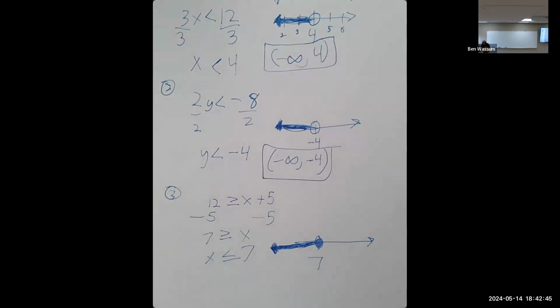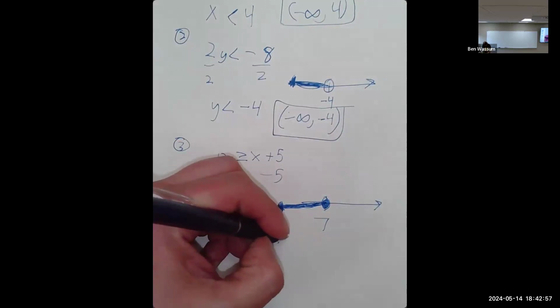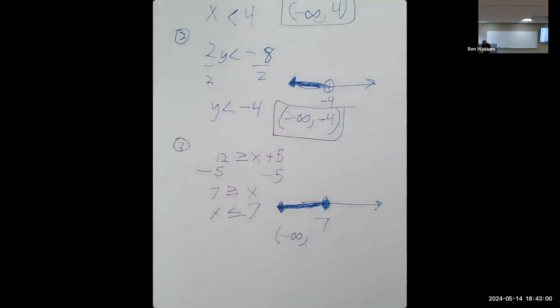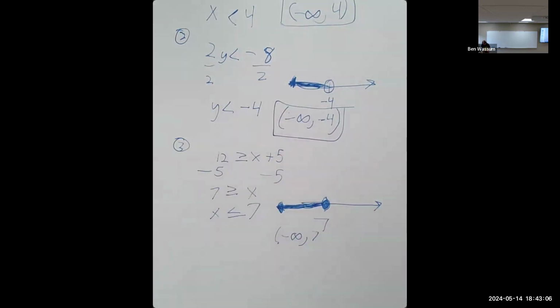Okay. What does my interval notation look like? What's happening on the left? Same thing that happened twice already, right? It's going on forever to the left. Gonna have a negative infinity. What's happening on the right? Goes up to 7. We're gonna have it go up to 7.